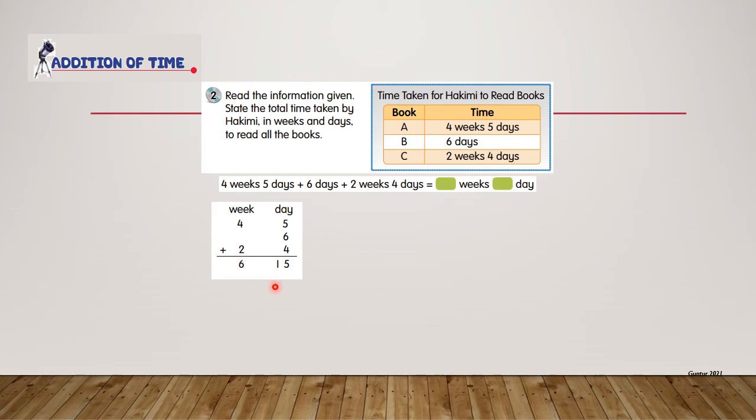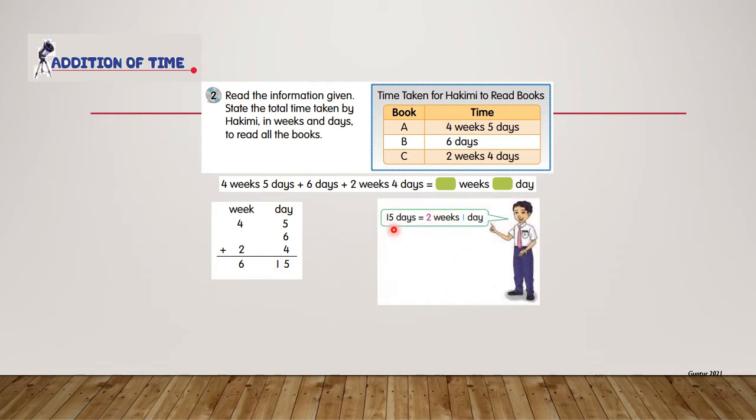The answer is not finished yet because 1 week equals 7 days. This is more than 7. So how to do it? Okay, 15 days equals 2 weeks, 1 day.